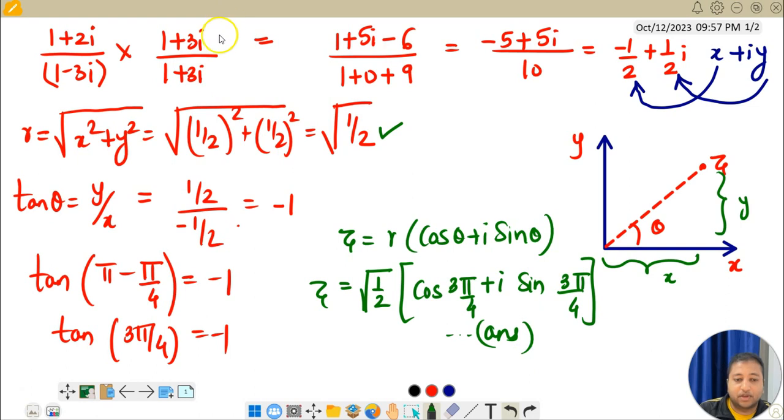So if we have been given the original form as 1 plus 2i over 1 minus 3i, then that's how we can write the polar form of this particular complex number, which is present in the numerator as well as the denominator.